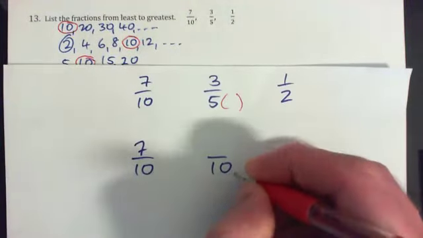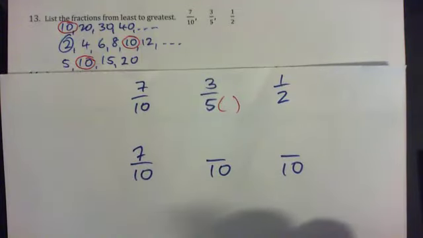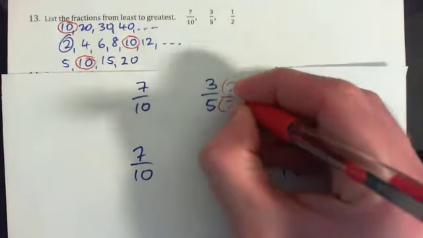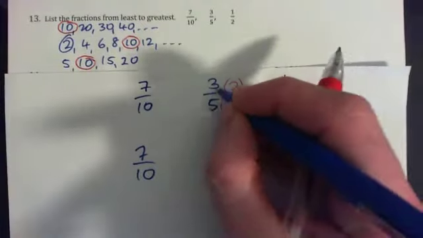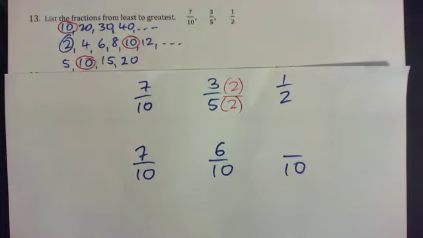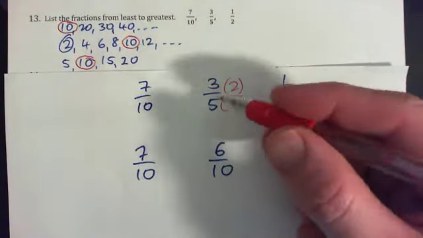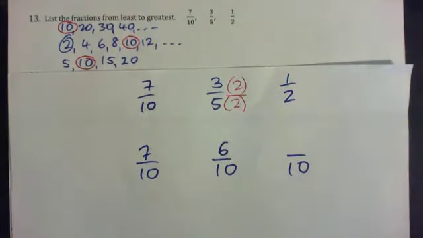5 times what would give you 10? 5 times 2, right? And if you multiply the bottom by 2, you also must multiply the top by 2. So the 3/5 transforms itself into 5 times 2 is 10 and 3 times 2 is 6. 6/10. The 3/5 transformed itself into 6/10. It's the same thing though. It's the same thing, it just looks different. It has a different denominator.